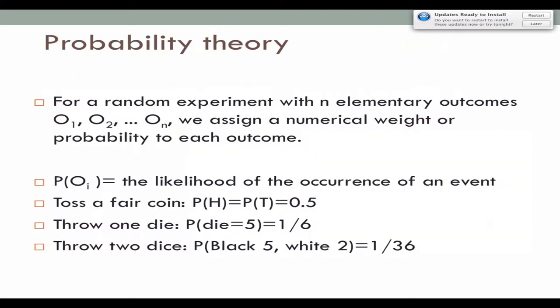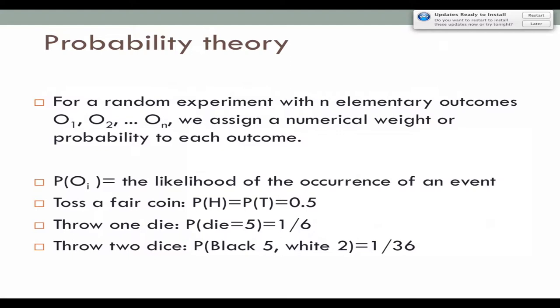So next we want to introduce probability theory. For a random experiment with n elementary outcomes, we denote them as O1 up to On. We can assign a numerical weight or probability to each outcome. In practice, sometimes we can figure out the probability associated with each outcome. Such as if we toss a fair coin, the head and the tail have equal possibility to show up. Then we know the probability of head equals the probability of tail, and they both equal 0.5, because there are only two equally likely events here. So each of them has the probability 0.5.